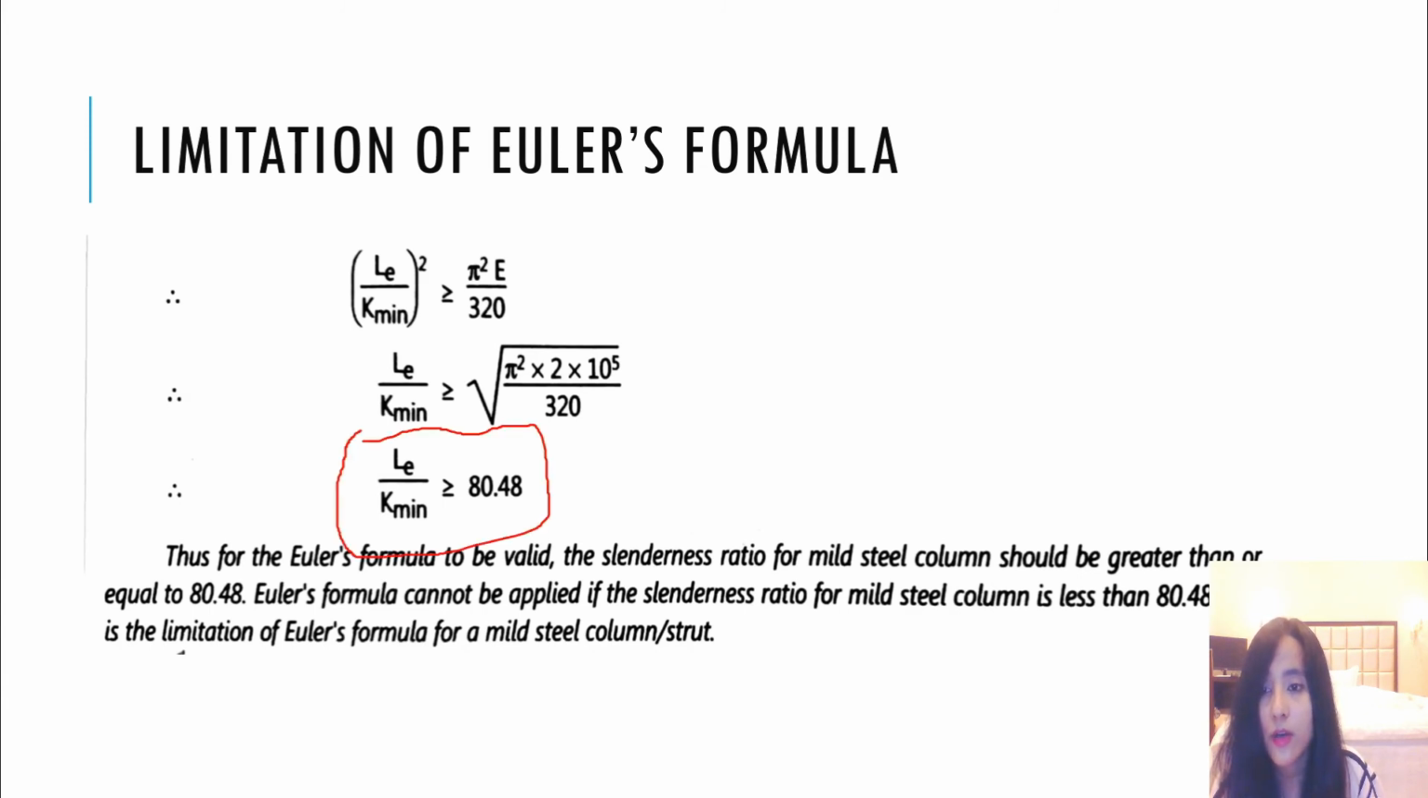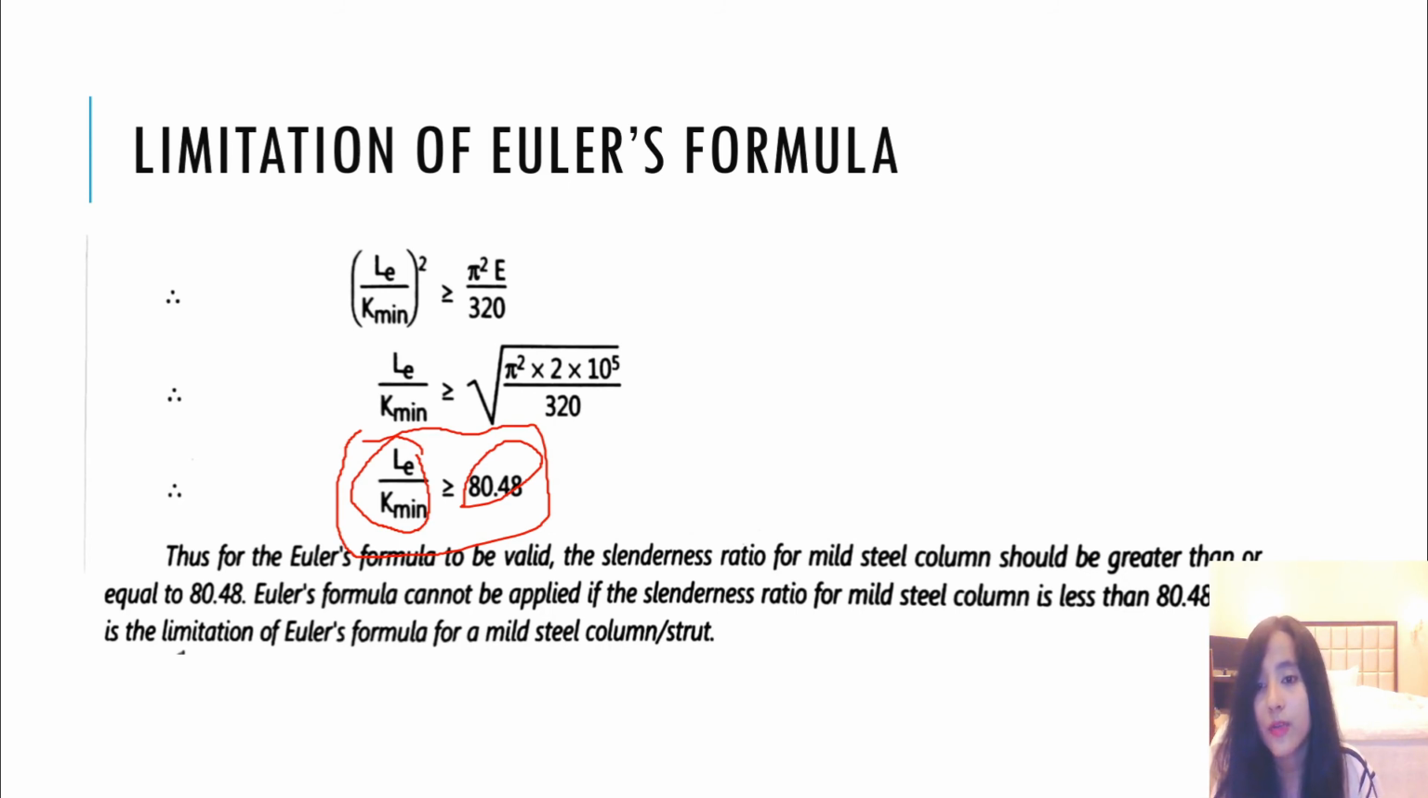So the meaning of this value 80.48 is that for Euler's formula to be valid, the slenderness ratio for a mild steel column should be greater than or equal to 80.48. If we are using Euler's formula and we want it to be valid, then the slenderness ratio should be more than 80.48 or equal to 80.48.